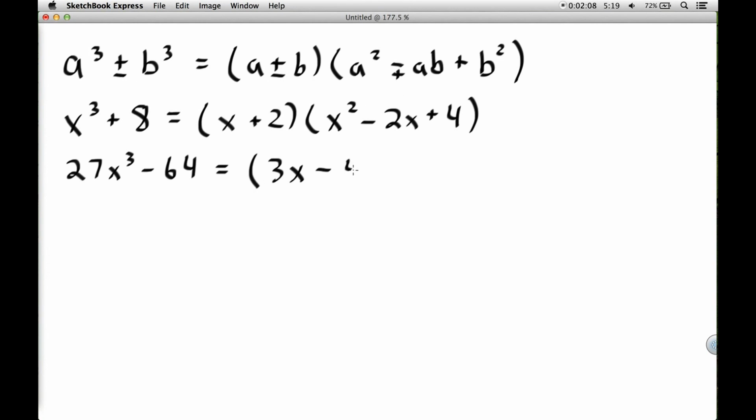Minus cube root of 64 is 4 times 3x squared, so 9x squared plus ab. Remember that the sign flips since we have the minus there again. So plus a times b, plus 3x times 4. So plus 12x. And then plus b squared, plus 4 squared, plus 16.